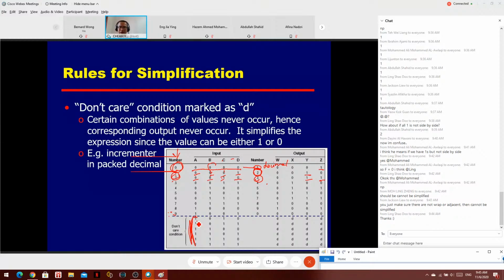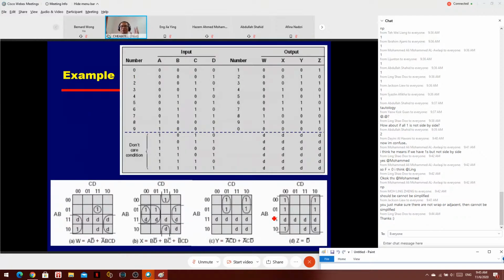So when you have 1, 0, 1, 0, this is actually binary 10. Supposedly, this will be 11, but we don't want it already. There's no such thing as digit 11 in decimal, correct? So all these are don't care. See, all these are labeled as D. Don't care, don't care, don't care, don't care, don't care, don't care, don't care, don't care. No matter what the input patterns are, the output is don't care. So how do we do a Karnaugh map simplification when you have don't care situations like that?